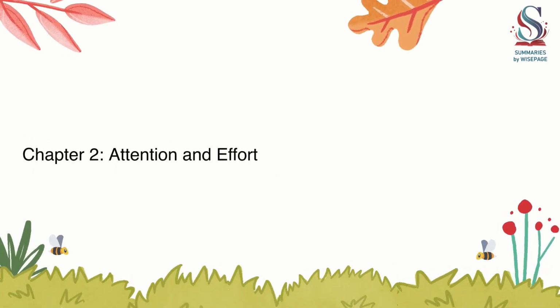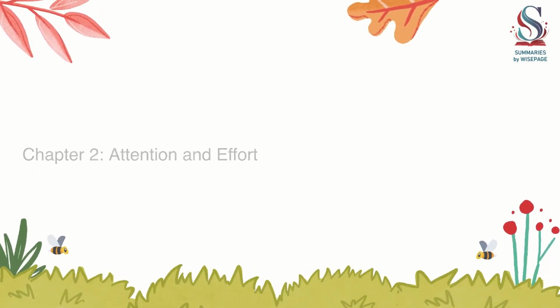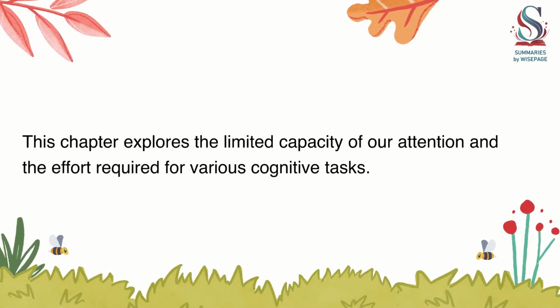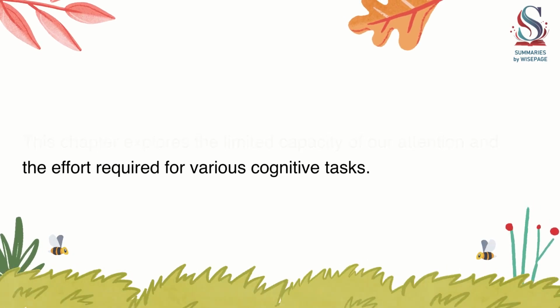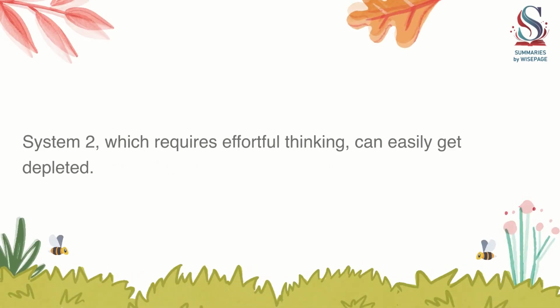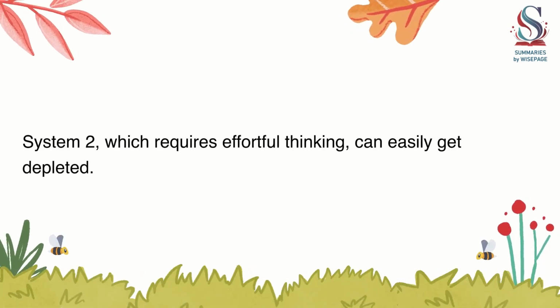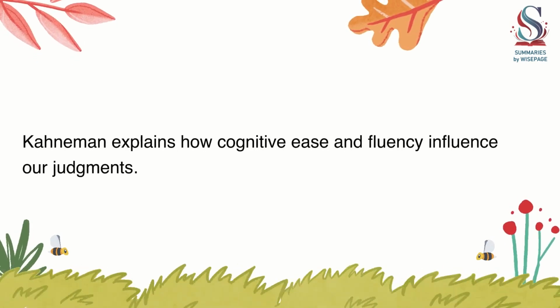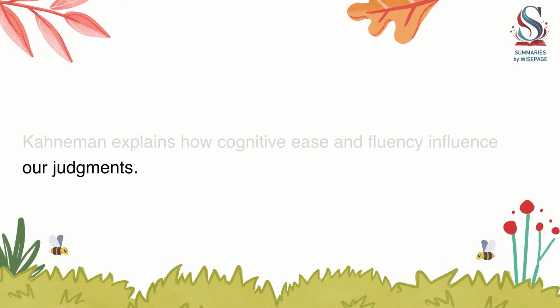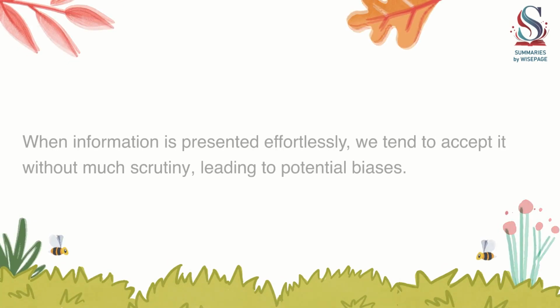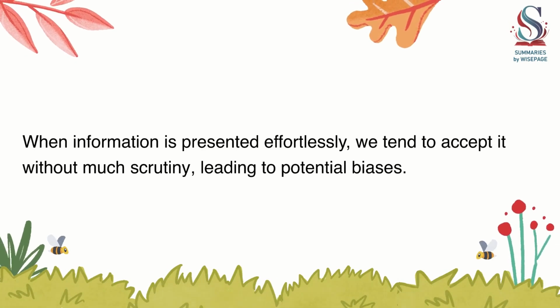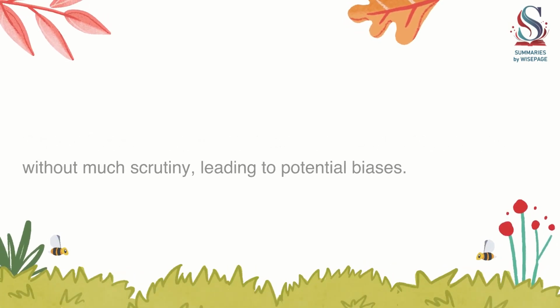Chapter 2: Attention and Effort. This chapter explores the limited capacity of our attention and the effort required for various cognitive tasks. System 2, which requires effortful thinking, can easily get depleted. Kahneman explains how cognitive ease and fluency influence our judgments. When information is presented effortlessly, we tend to accept it without much scrutiny, leading to potential biases.